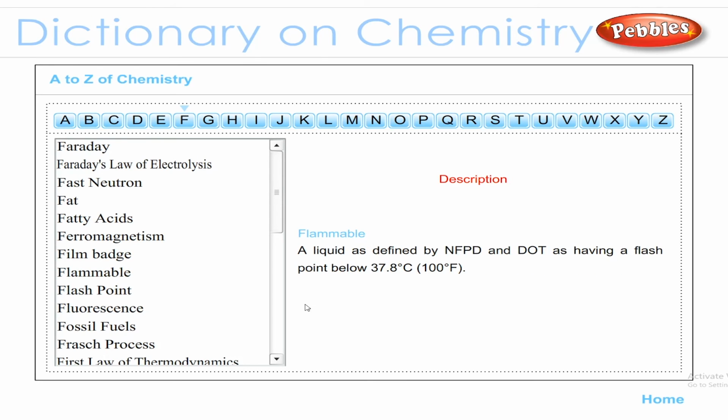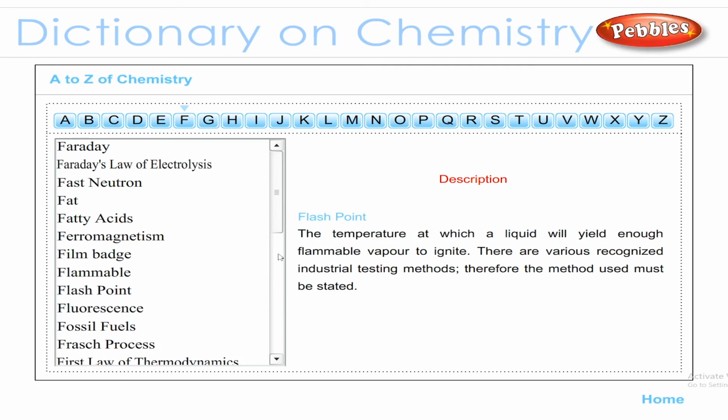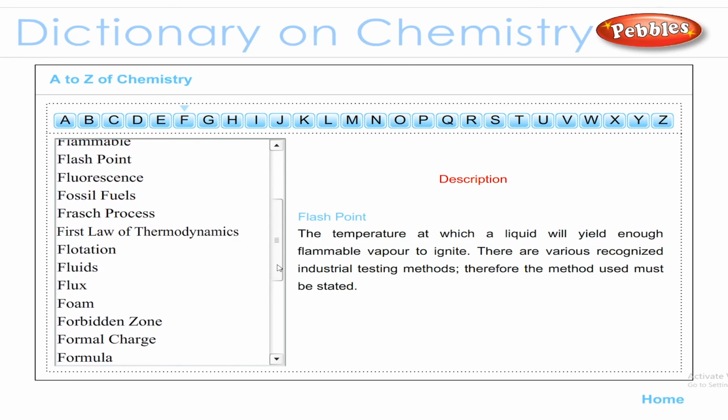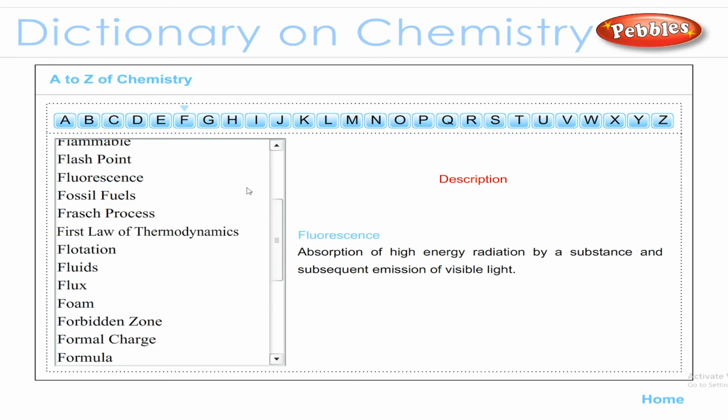Flammable, a liquid as defined by NFPA and DOT as having a flash point below 37.8 degrees Celsius, that is 100 degrees Fahrenheit. Flash point, the temperature at which a liquid will yield enough flammable vapor to ignite. There are various recognized industrial testing methods, therefore the methods used must be stated. Fluorescence, absorption of high energy radiation by a substance and subsequent emission of visible light.